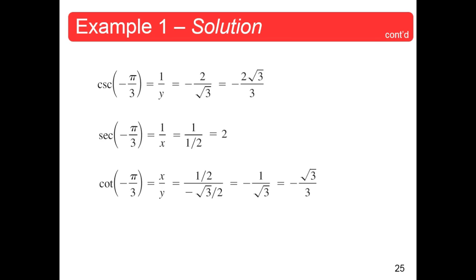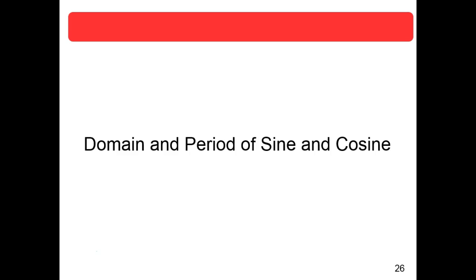Now, there is a checkpoint. It's pretty easy stuff, but it takes a bit of time to write it all. So try to do the checkpoint as soon as you can after class. So let's move on to domain and period of the sine and cosine. First, remind me, what do we mean by domain?